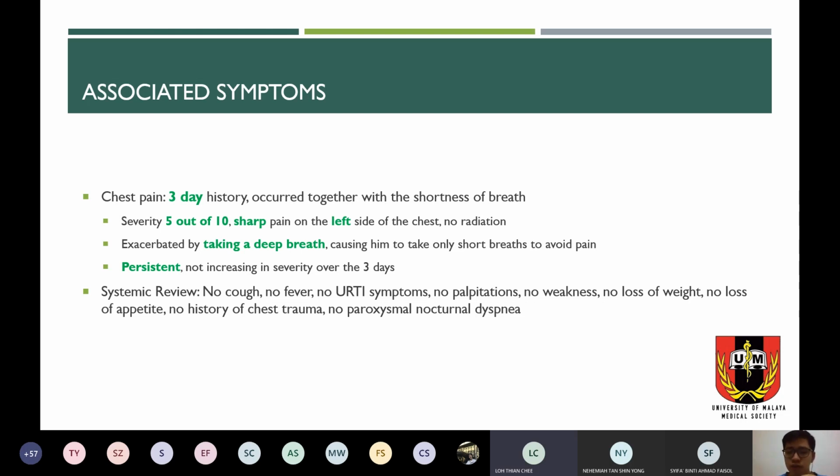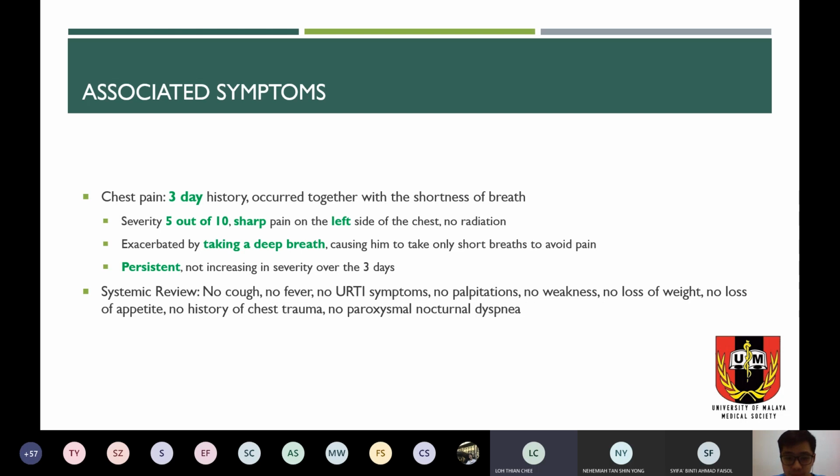Otherwise, no cough, no fever, no upper respiratory tract infection symptoms, no palpitation, no weakness, no muscle weakness, no loss of weight, no loss of appetite, no history of chest trauma, no paroxysmal nocturnal dyspnea. So from the chest pain, doctor, this exacerbating factor, I think it's quite clear that it's a pleuritic chest pain. Correct. So a pleuritic chest pain with the shortness of breath, with such a history, does it make you think of anything other than the differential diagnosis that we've already considered?